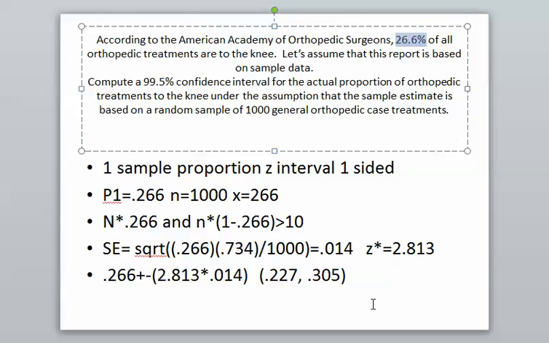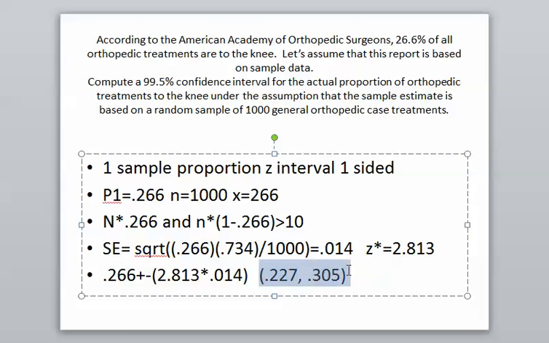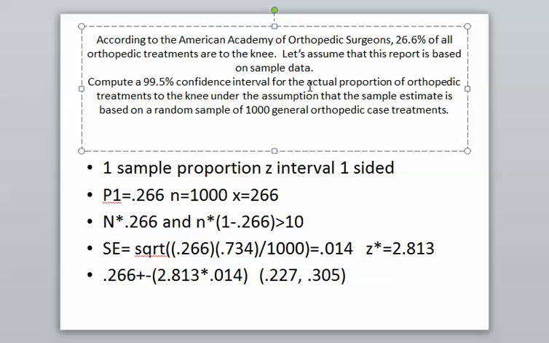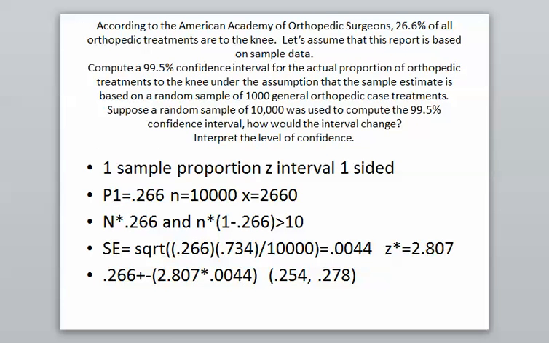And so we would say, yes, so what are we trying to compute at 95 for the actual proportion of orthopedic treatments? So that's the 95% confidence interval for the actual proportion of orthopedic treatments. Hope you guys see how I'm working a couple of these problems, just running through them quickly to make certain you understand them. Okay? Let's do a couple more.